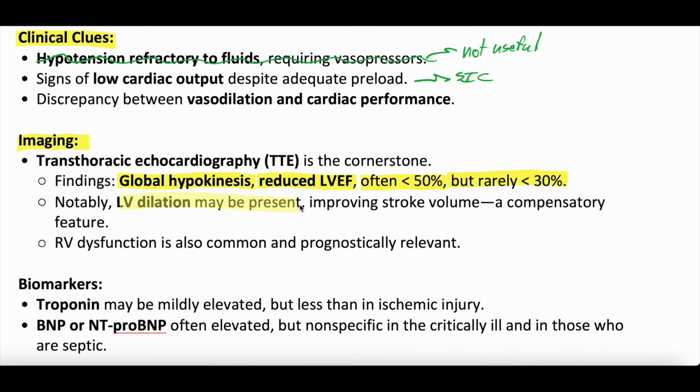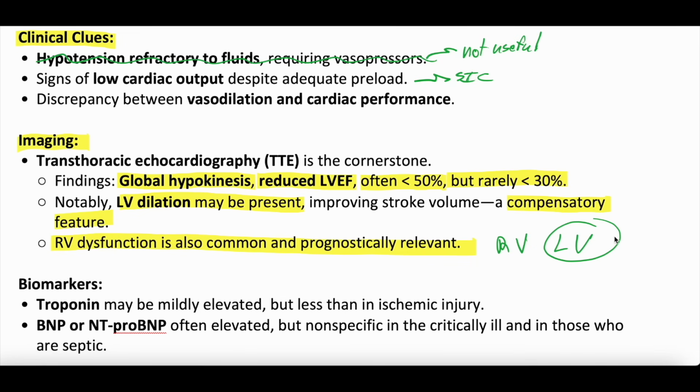The LV dilation is most likely present, which is a compensatory feature. And then a lot of these patients have a right ventricular dysfunction as well. This can be prognostically relevant, right? You have two sides of your heart, as we know. You have a right ventricle and a left ventricle. The left ventricle is often what we think about.